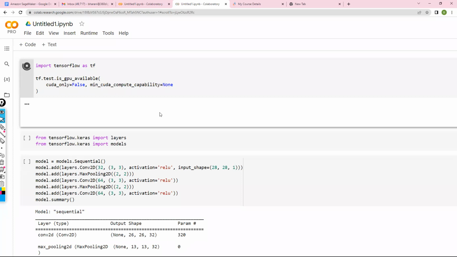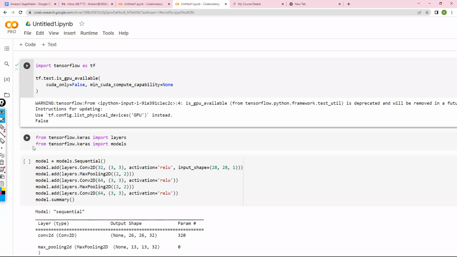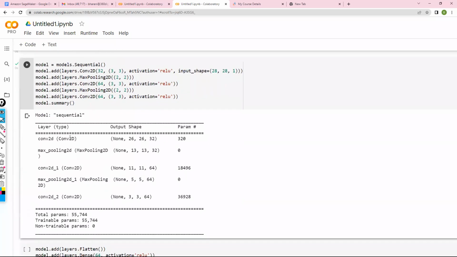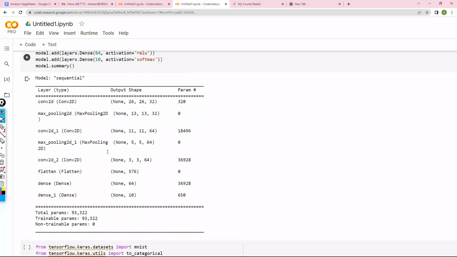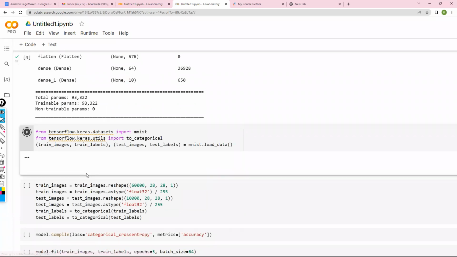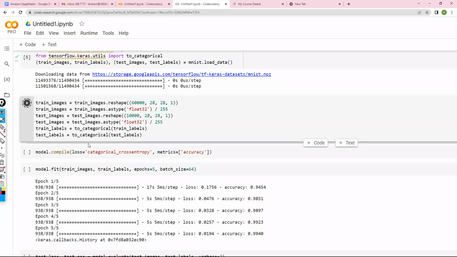TPU machine means obviously GPU also would be there. Oh, GPU is not being taken. Okay, fine, that's absolutely fine, because we have assigned TPU. I thought GPU also should be there, but unfortunately, we do not have one. Let's see.